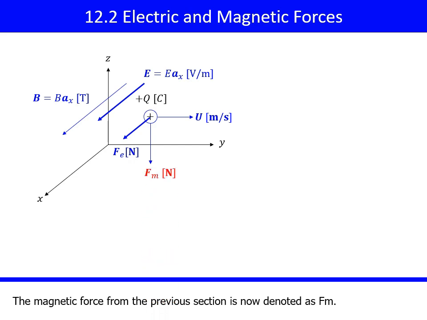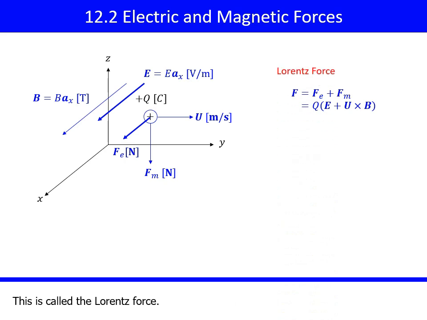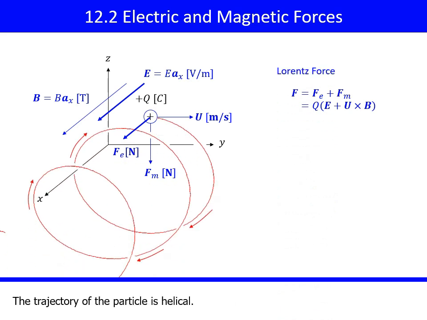The magnetic force from the previous section is now denoted as F_m. The combined force F is given by this equation. This is called the Lorentz force. The trajectory of the particle is helical.